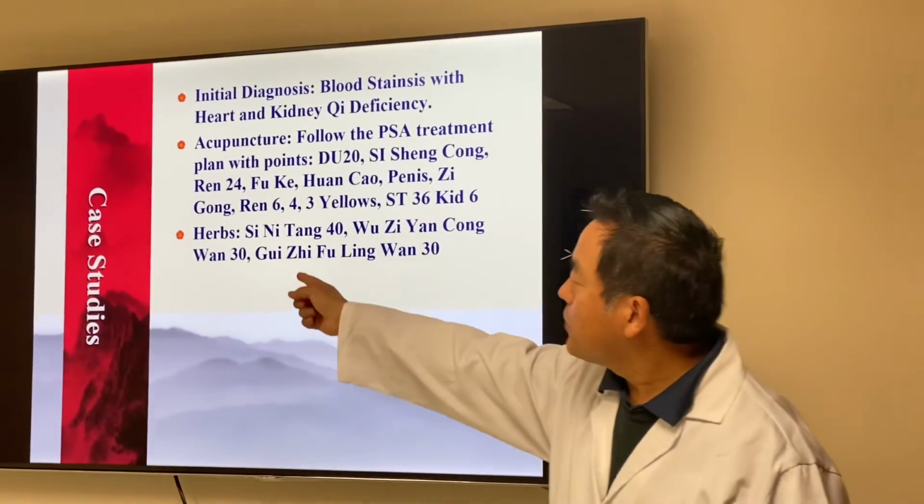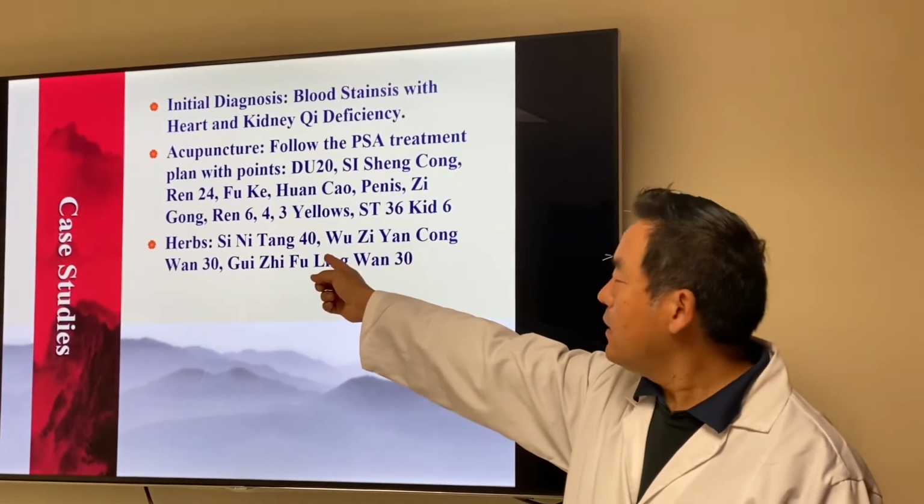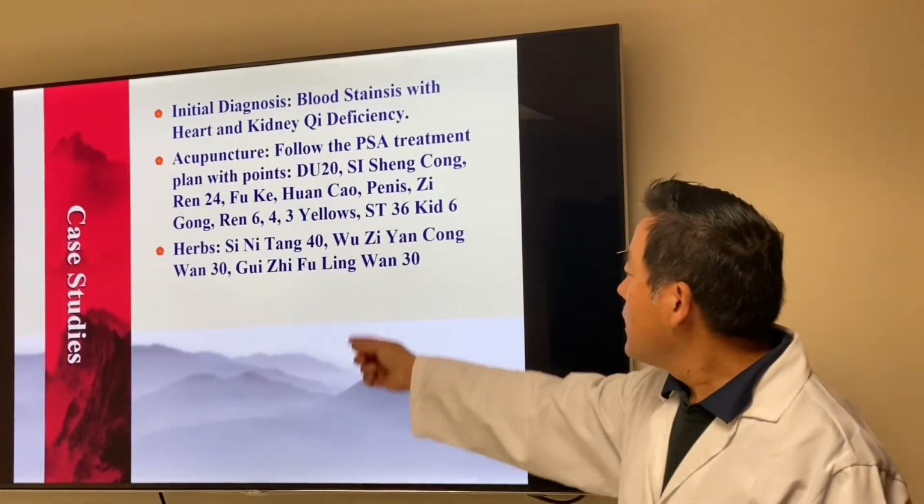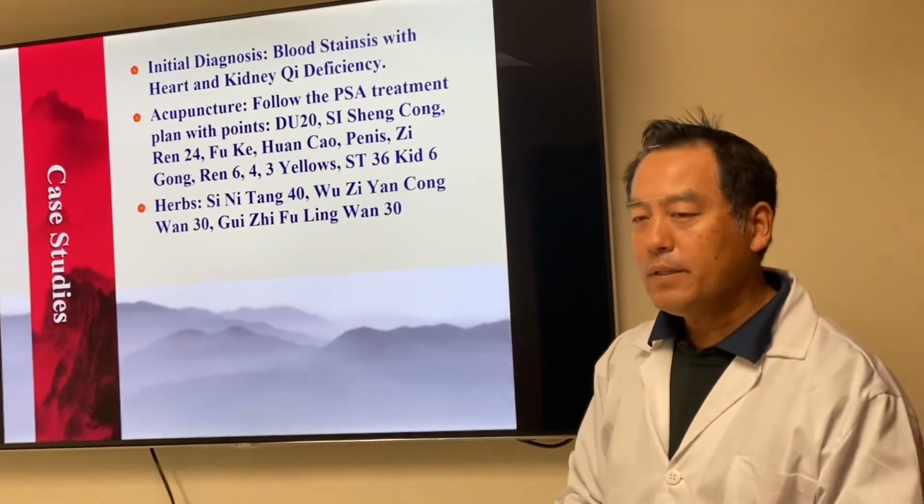Herb, I started with 四逆汤 40 grams because he has obvious heart weakness, since the sublingual vein dilation was 3rd degree. 五子衍宗丸 30, 桂枝茯苓丸 30. Next page.